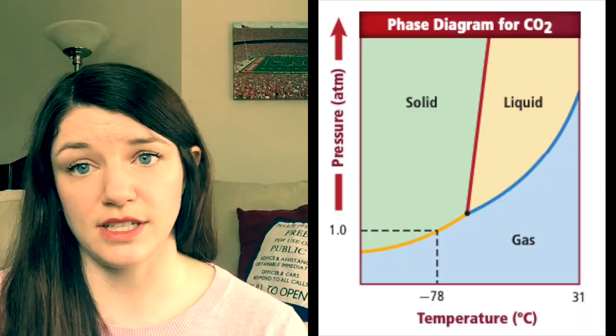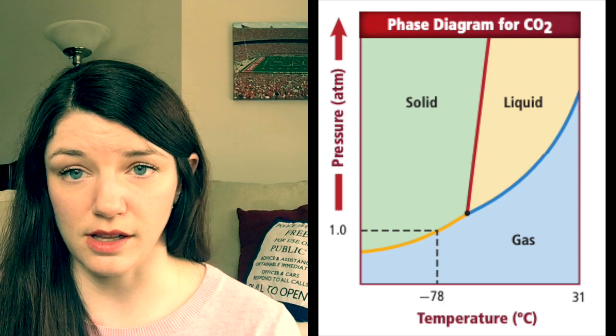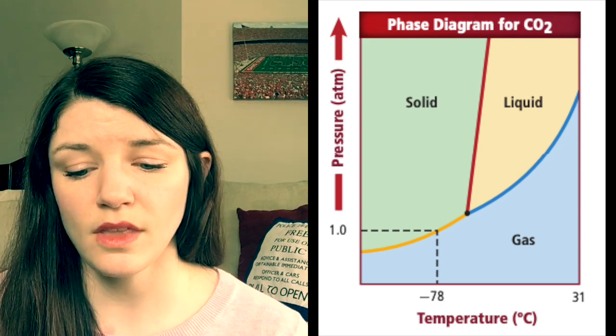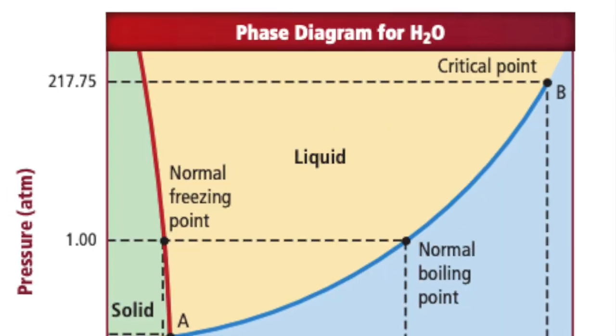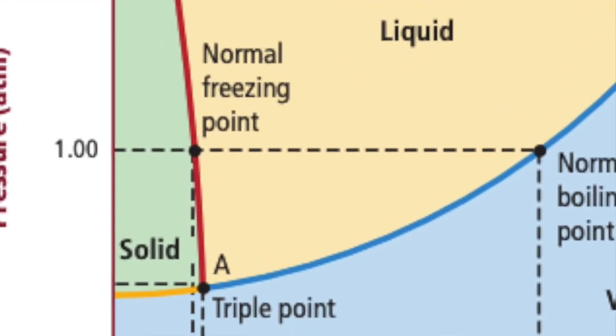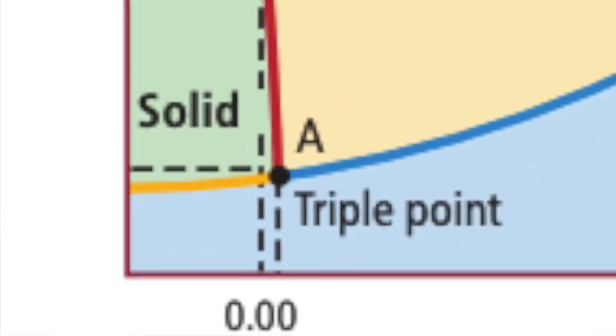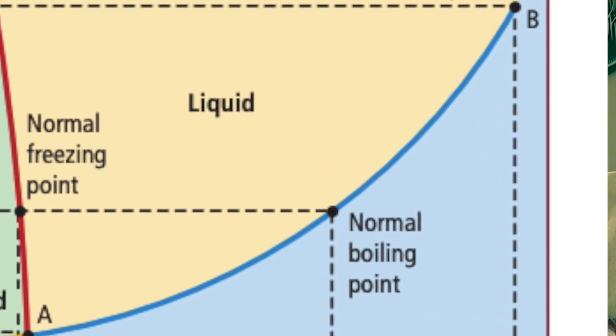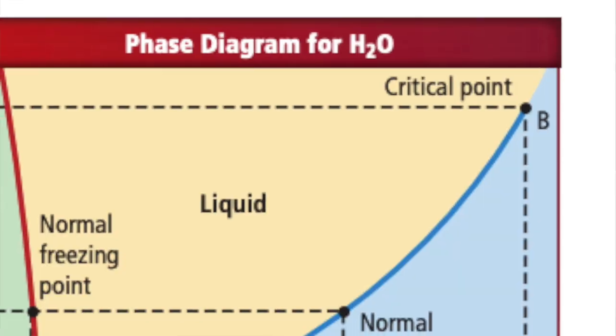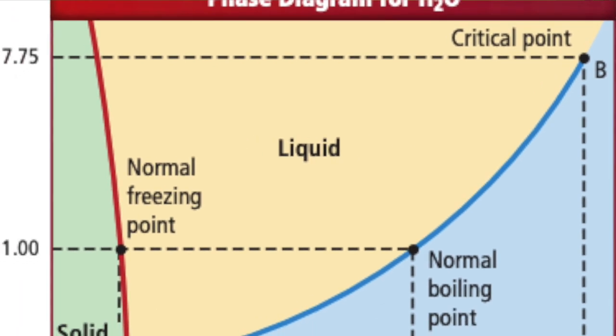So you've got 3 regions, which stand for the 3 phases on this graph: solid, liquid, and gas. The 3 curves separate the different regions, the area where 2 phases of water can exist. So the yellow curve represents ice and vapor. The blue curve represents liquid and vapor. And the red curve represents liquid and ice.